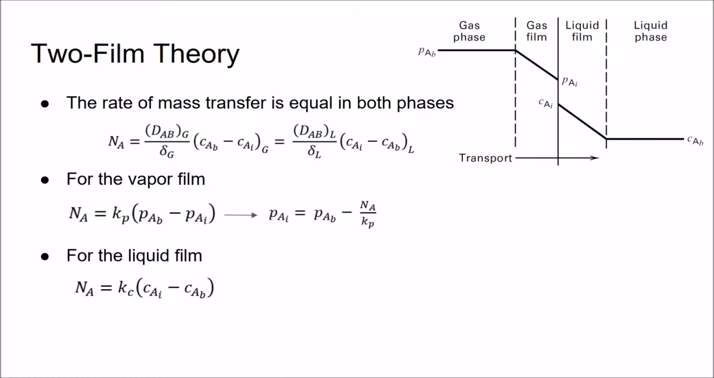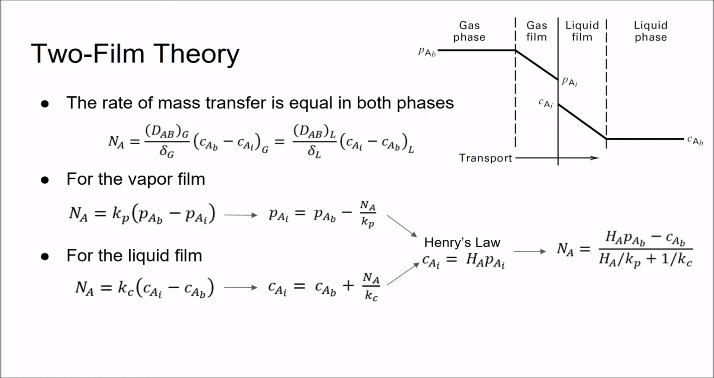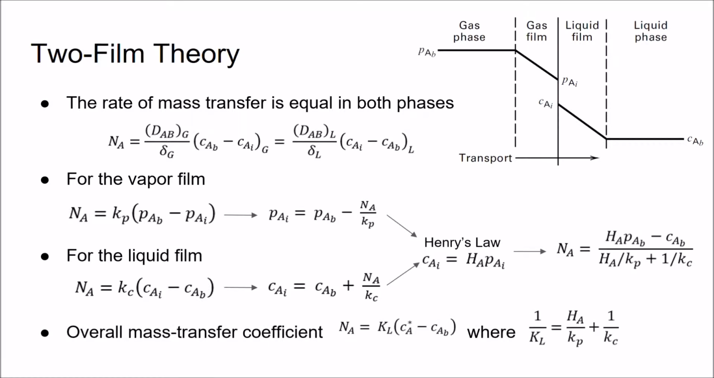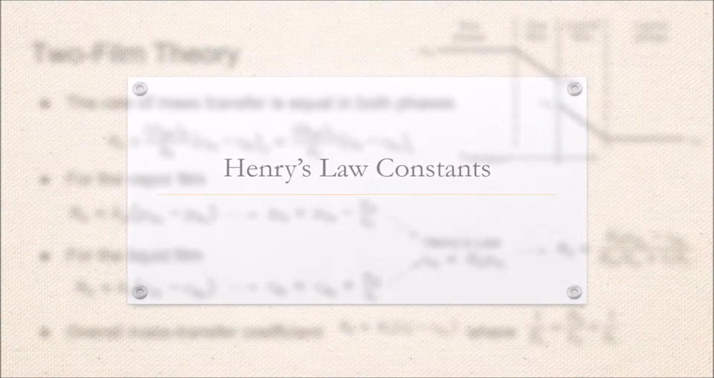Solving for the partial pressure at the interface for the vapor phase, and for the concentration at the interface for the liquid phase, we can combine these two equations using Henry's law because we are in the dilute regime. After combining these equations, we obtain an equation for the overall flux through both phases, which gives us the liquid phase overall mass transfer coefficient, as shown in the equation at the bottom. We can do a similar process to obtain the overall mass transfer coefficient for the vapor phase.